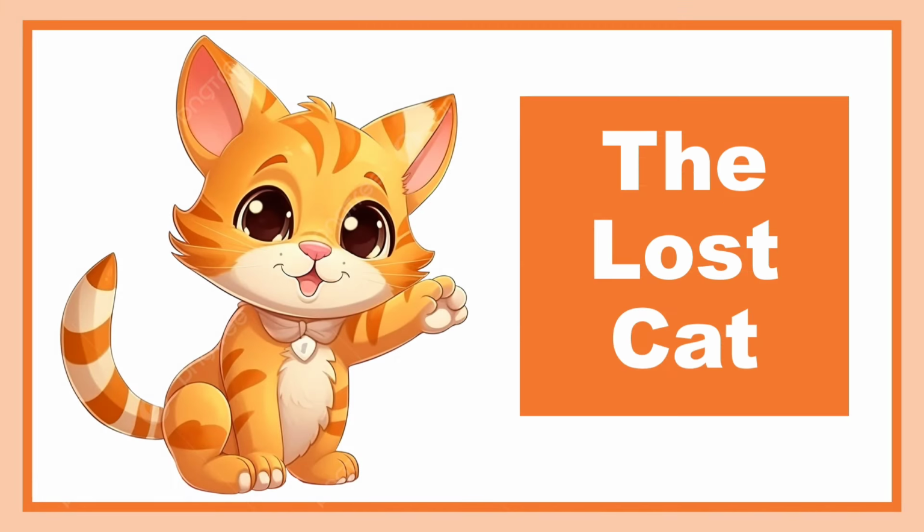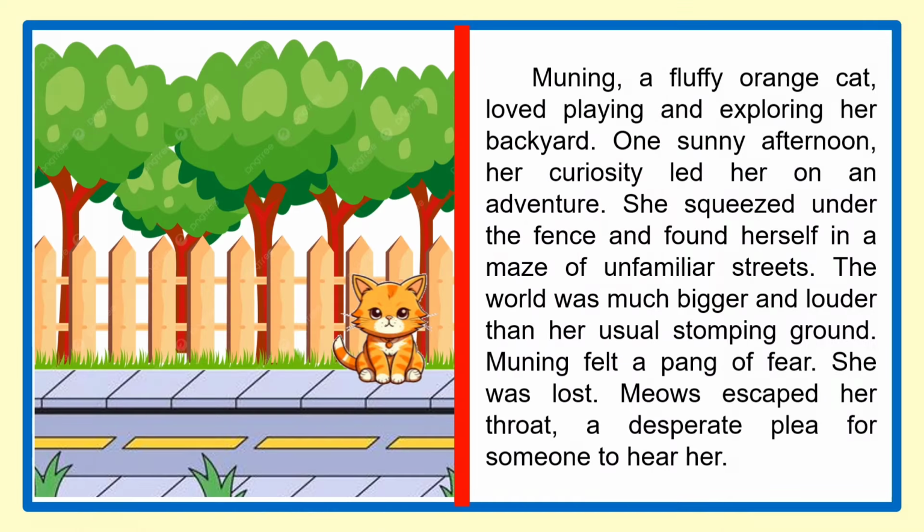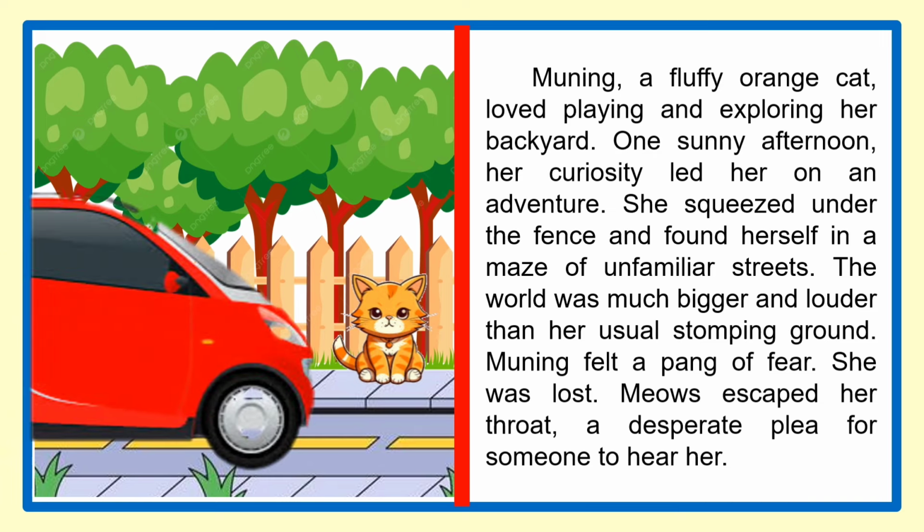The Lost Cat. Muning, a fluffy orange cat, loved playing and exploring her backyard. One sunny afternoon, her curiosity led her on an adventure. She squeezed under the fence and found herself in a maze of unfamiliar streets. The world was much bigger and louder than her usual stomping ground. Muning felt a pang of fear. She was lost. Meows escaped her throat, a desperate plea for someone to hear her.